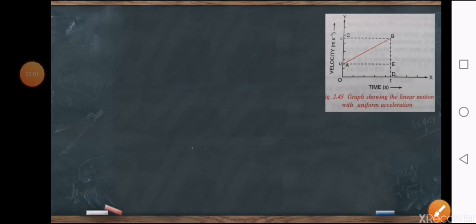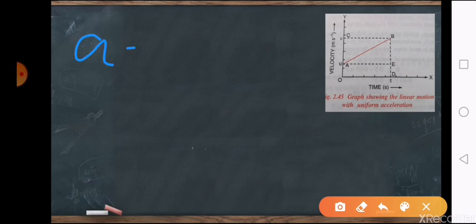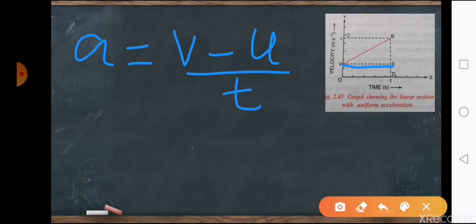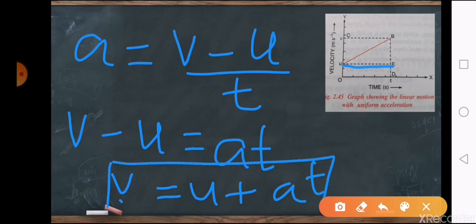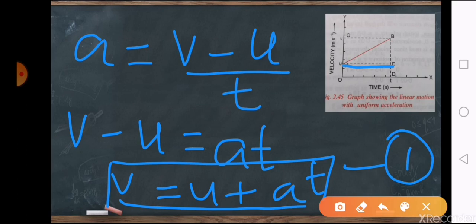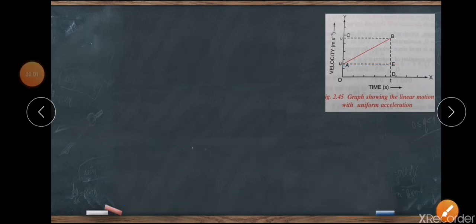Hope you got it. Now with that condition, if you write slope is equal to A, that is acceleration will be equal to BE by AE. Instead of BE you can write V minus U, and instead of AE you can write the total time taken T. Or from this equation you can write V minus U is equal to AT, or arranging this equation you will get V is equal to U plus AT. This is going to be your first equation of motion, equation number 1.